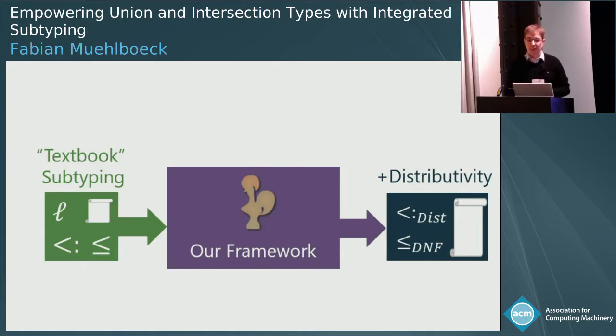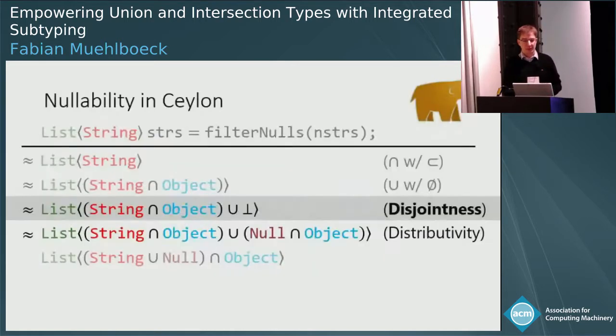But distributivity, again, is not everything. And our framework, luckily, is more powerful than that, so we can solve more problems. And one of them is disjointness, which is the other property in our Ceylon example that we needed that is complicated to implement. Now, disjointness is a more domain-specific property of your system.